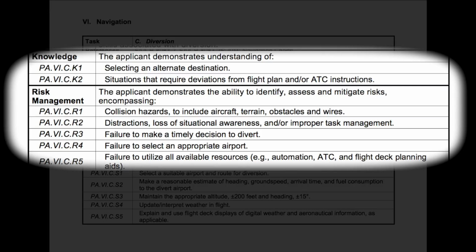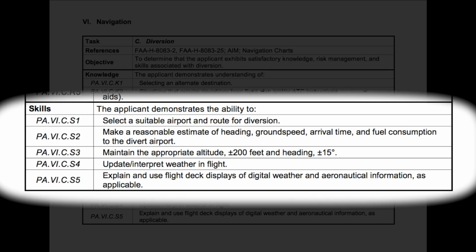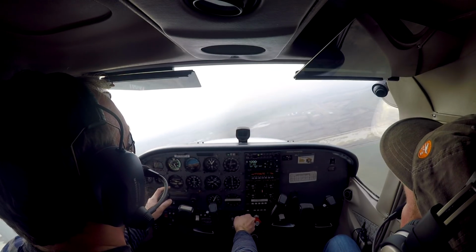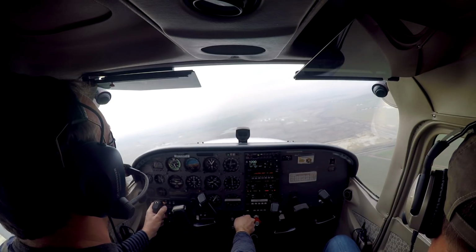After that, the skill section says he must make use of all resources, make a reasonable estimate of heading, ground speed, arrival time, and fuel consumption, hold altitude plus or minus 200 and heading plus or minus 15 degrees, and explain digital cockpit displays of information. So this isn't the diversion of yesteryear. If you have an iPad, you'll likely be able to use it. If you have a GPS, certainly you must know how to use it. So let's see how this goes.